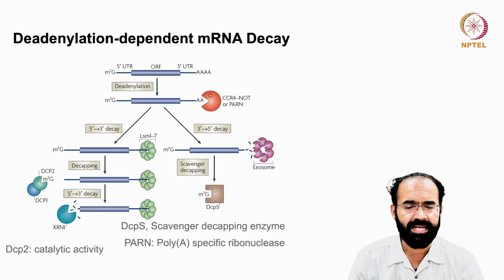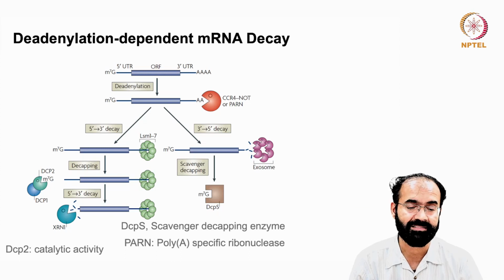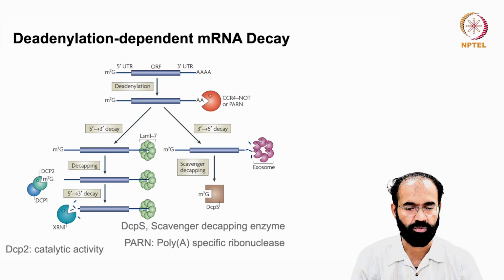So deadenylation-dependent mRNA decay, we can see something like this. You have an mRNA with a proper ORF, a 5' untranslated region and a 7-methyl guanosine cap, and you have a 3' UTR and the poly-A tail. Since it is a cartoon, don't think that the poly-A tail is only 4 A's. For convenience, 4 A's are shown here.